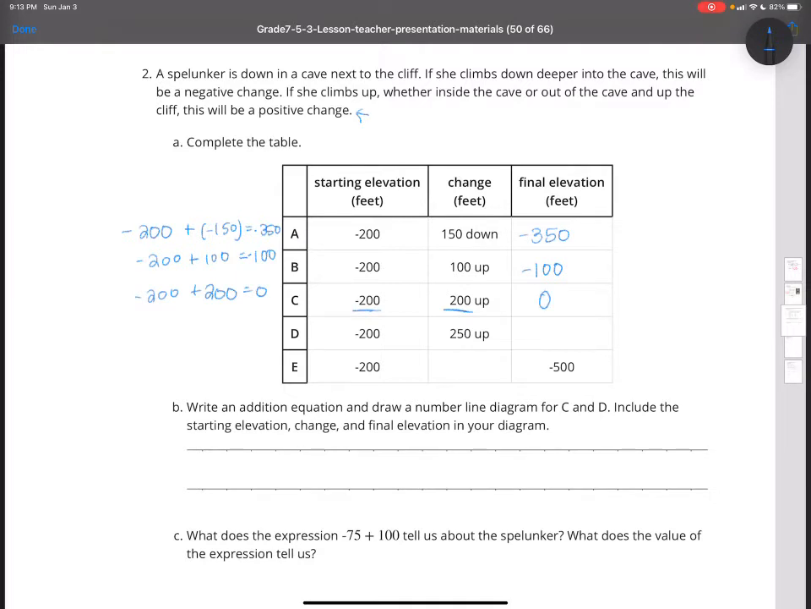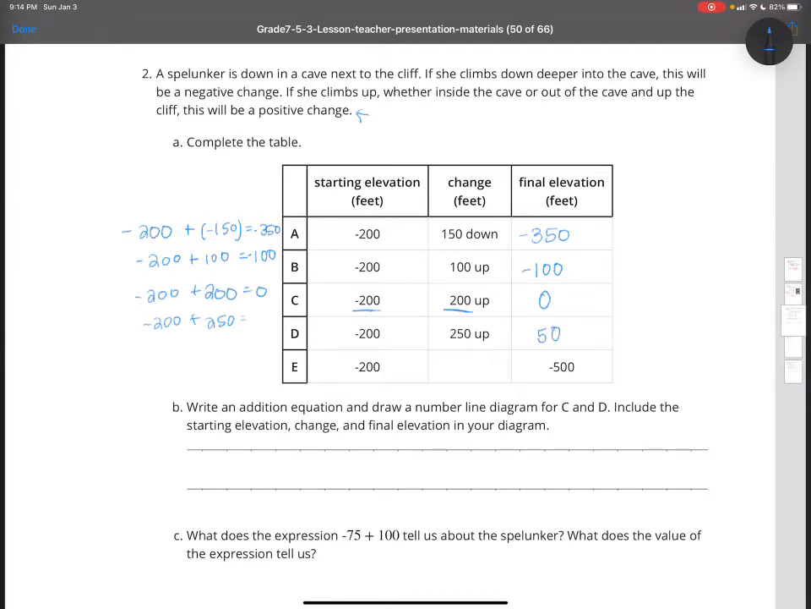Okay? So then negative 200 plus 250. Now think about it. In the last problem, when they had the same value or the same distance away from 0, just opposite signs, it was 0. Now it's just 50 more, okay? Which means that the final elevation will be 50 feet.